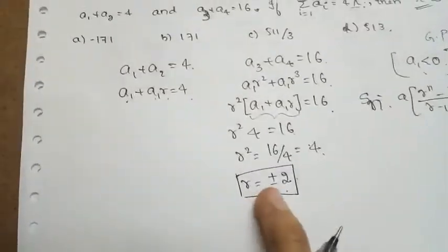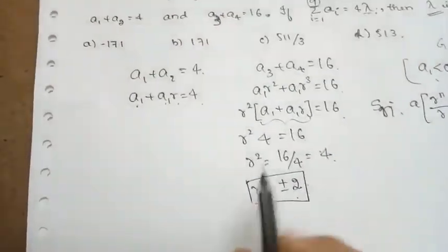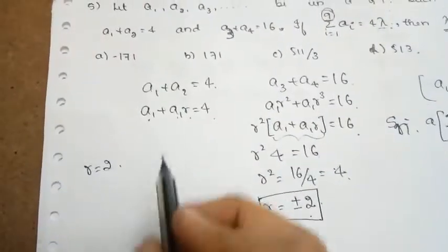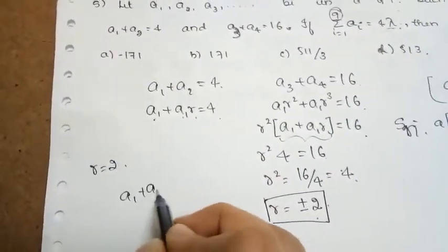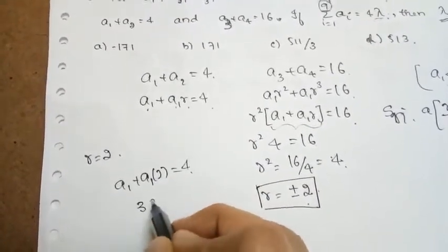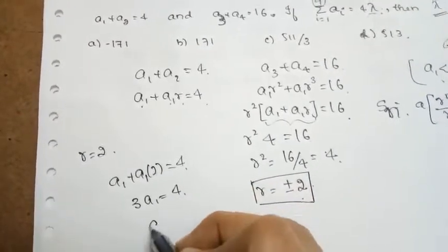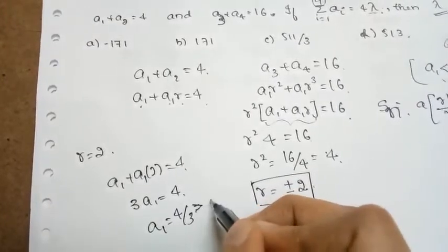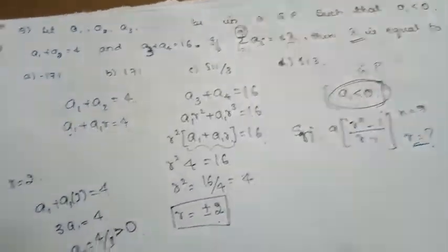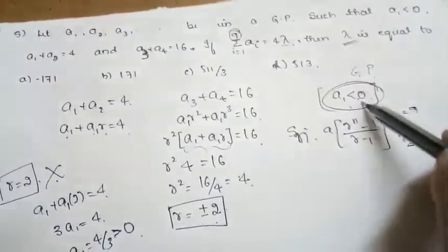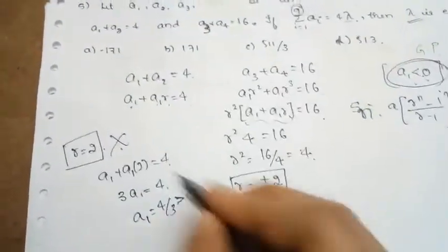Now we need to check which value is correct, so I am substituting. Suppose I take r equal to 2: a1 plus a1 into 2 is equal to 4. So 3 times a1 is equal to 4, and the value of a1 is 4 by 3. It is greater than 0, but what they have given is that it should be less than 0. So r is equal to 2 is not possible.